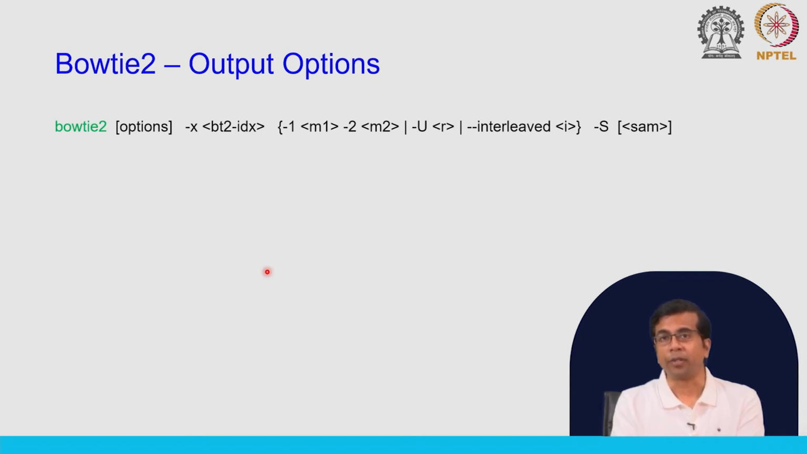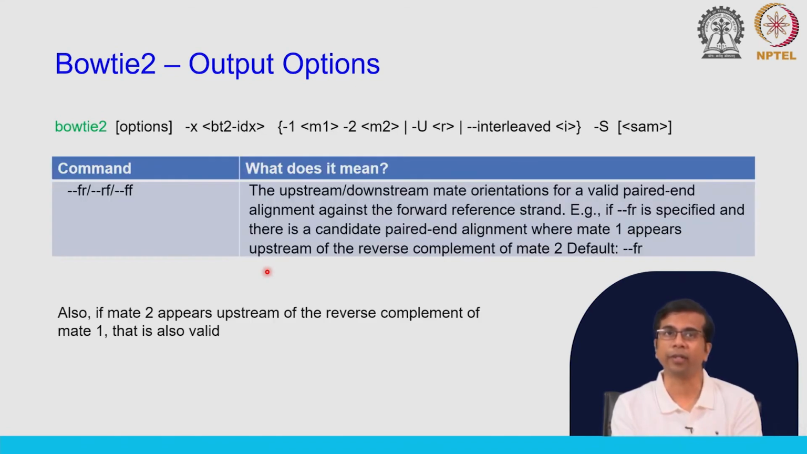Okay, so there are other options that we also use. These are called output options, and they are also useful in some cases. For example, if you are aligning paired end data, you want to specify what you will consider a valid paired end alignment. These are the options: minus FR, minus RF, or minus FF. These are the three options that you have. They specify the upstream and downstream orientation of read 1 and read 2 for paired end data.